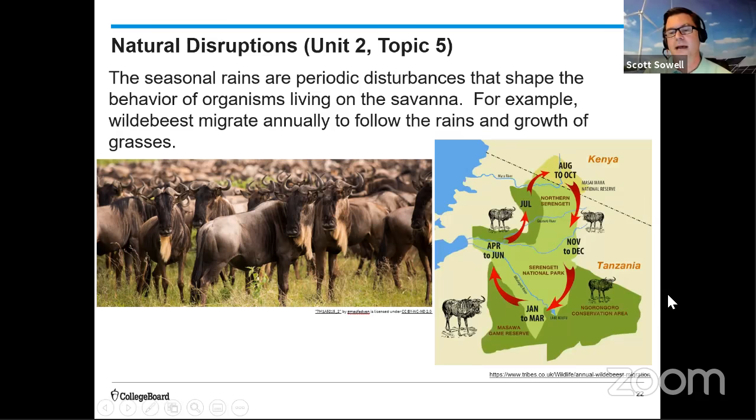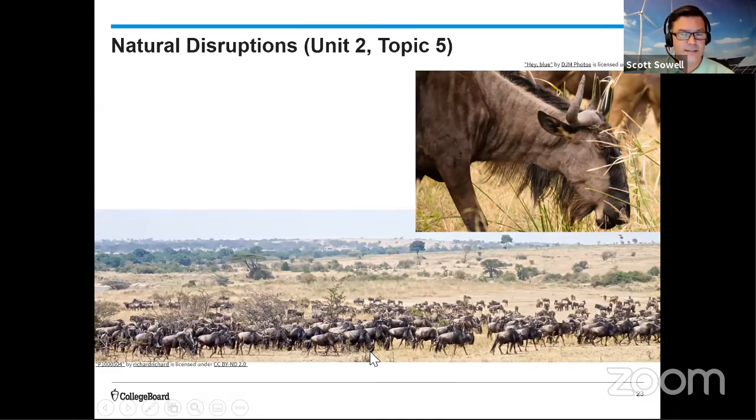This is just a map of a herd moving between Tanzania and Kenya around Serengeti National Park. But you can see that there is this annual migration that really does follow those patterns of rain. So obviously, these wildebeest have evolved particular adaptations that benefit this lifestyle of migration. So what are some specific adaptations?